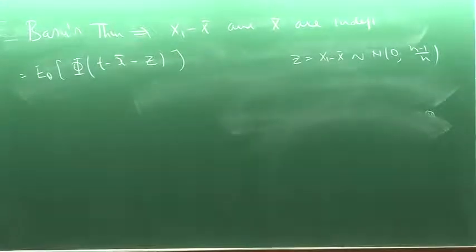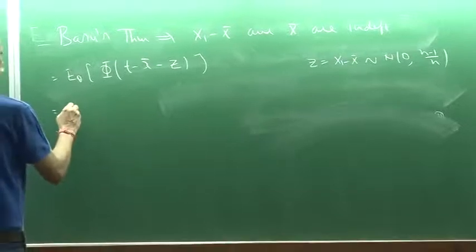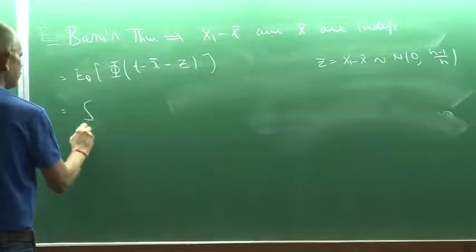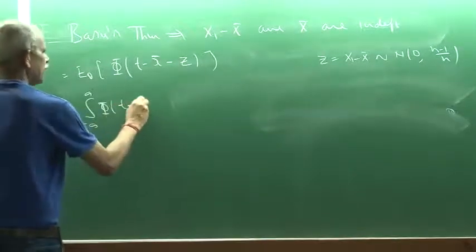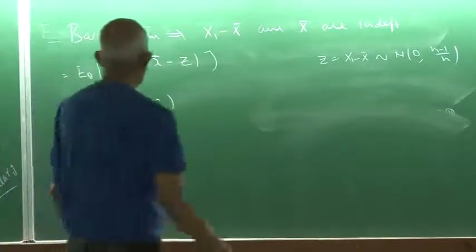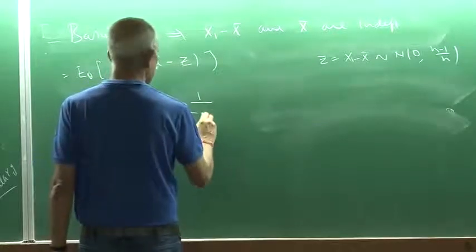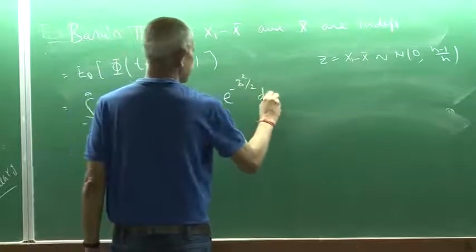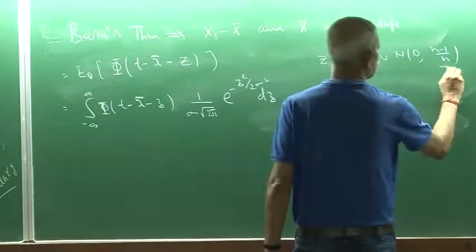Now note that this can always be written as the integral from minus infinity to infinity of phi of t minus x bar minus z times the density of z, so 1 by sigma root 2 pi e to the power minus z square by 2 sigma square, dz. So this is my sigma square.